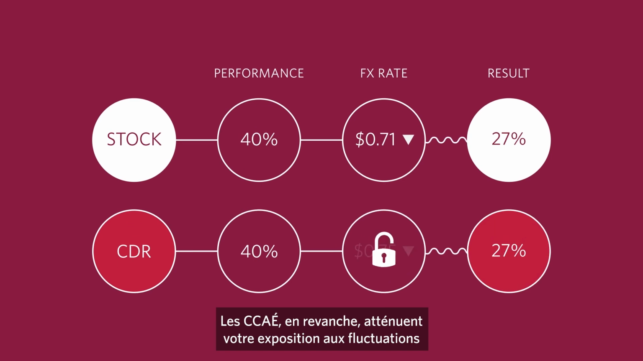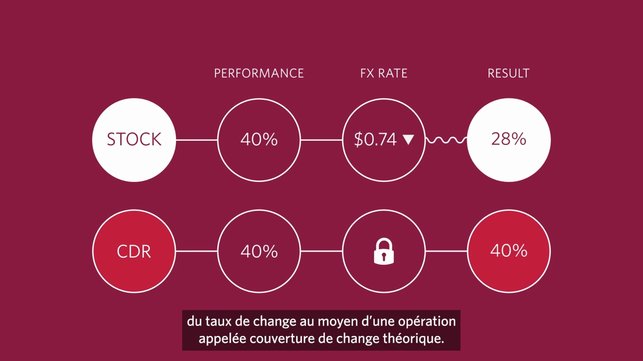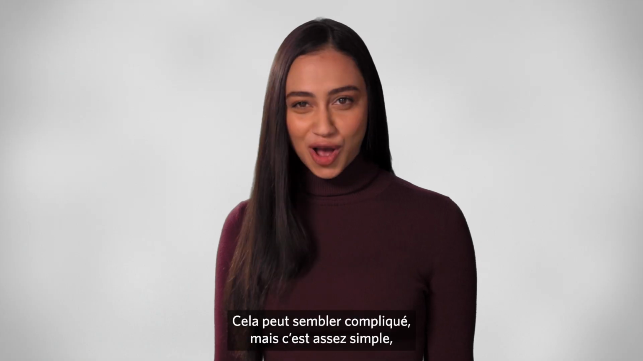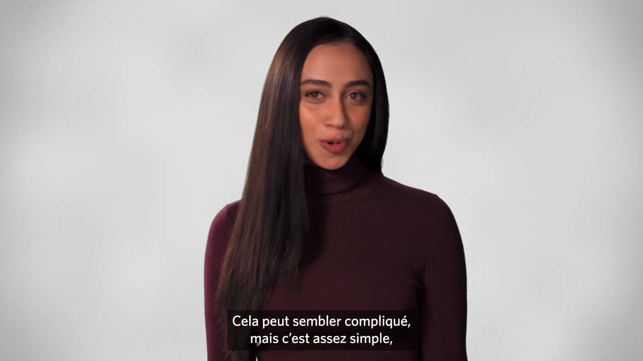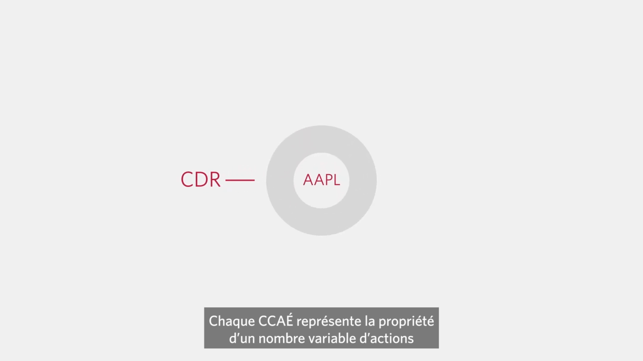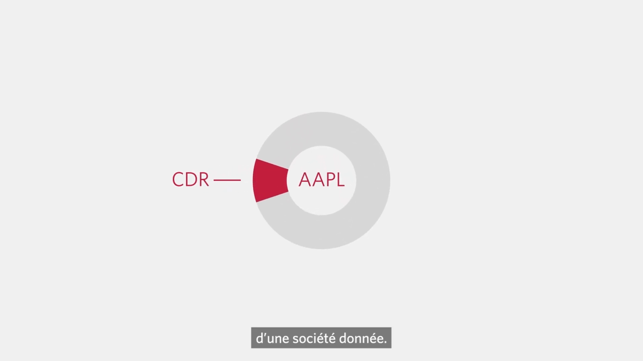CDRs, on the other hand, mitigate your exposure to these exchange rate fluctuations through something called a notional currency hedge. It sounds complicated, but it's actually pretty straightforward once you understand how CDRs work. Each CDR represents ownership of a variable number of shares in a given company. That number is known as the CDR ratio.